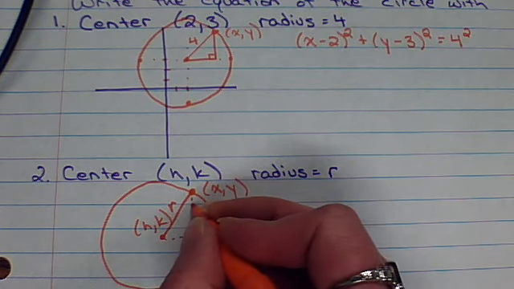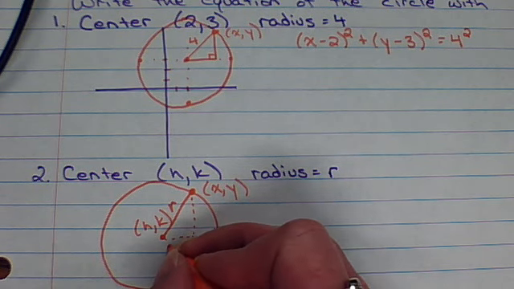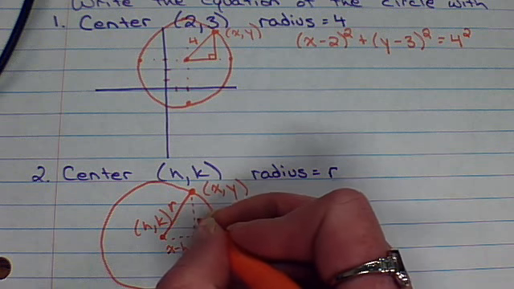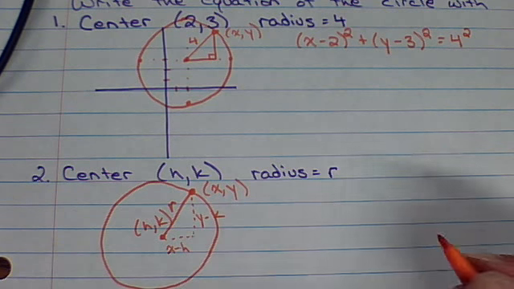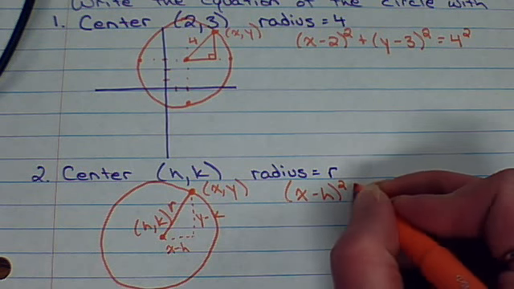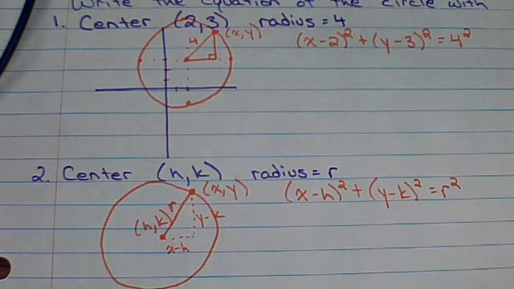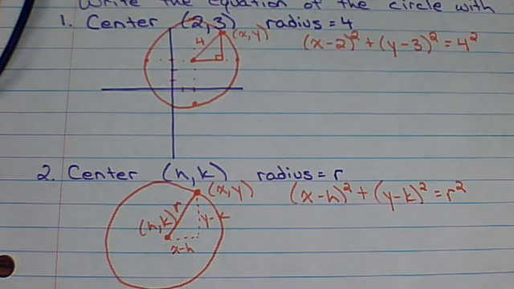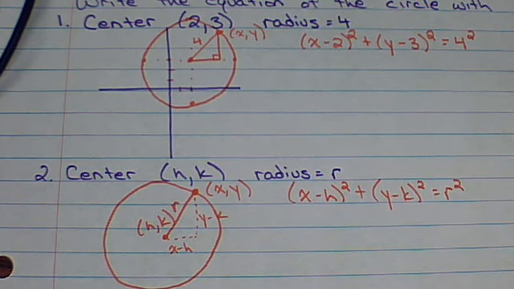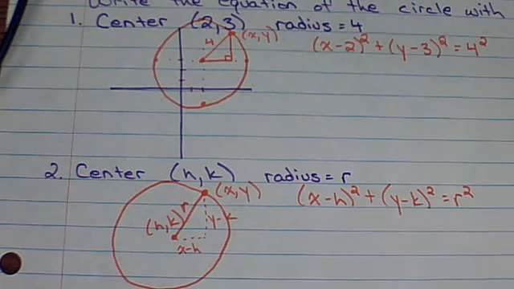Now again, I can make a right triangle. This is going to be the difference of my x's, or x minus h. Difference of my y's, y minus k. So again, it'd be (x minus h) squared, and then (y minus k) squared equals r squared. This is the generic form of a circle. It's actually what we consider the graphing form of a circle. The reason we call it the graphing form is because we immediately know where our center is, and we immediately know what our radius is.